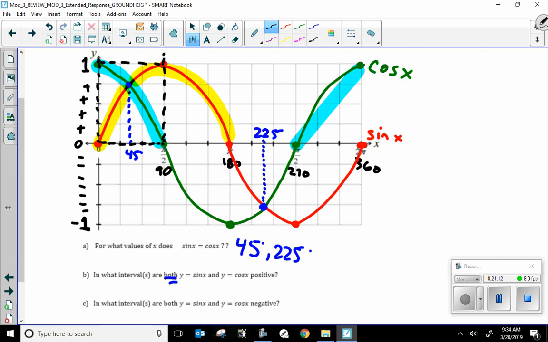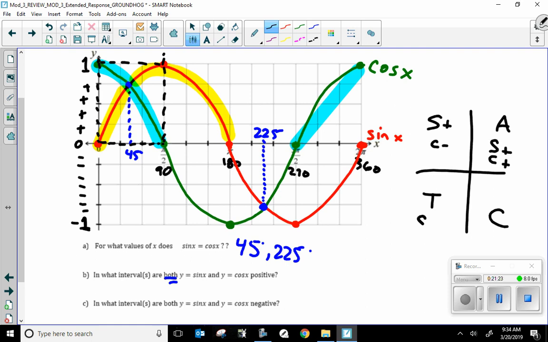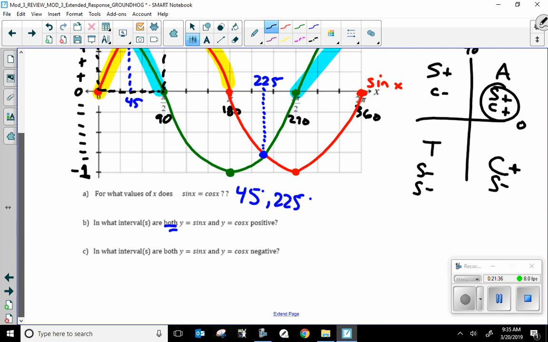Isn't that the first quadrant? If I did all students take calculus, sine and cosine are both positive here. Sine is positive, cosine is negative. They're both negative here. And even though cosine is positive, sine is negative. The only place they're both positive is quadrant 1 from 0 to 90 degrees. That should make sense. So I would say when x is from 0 to 90, that's where they are both positive.